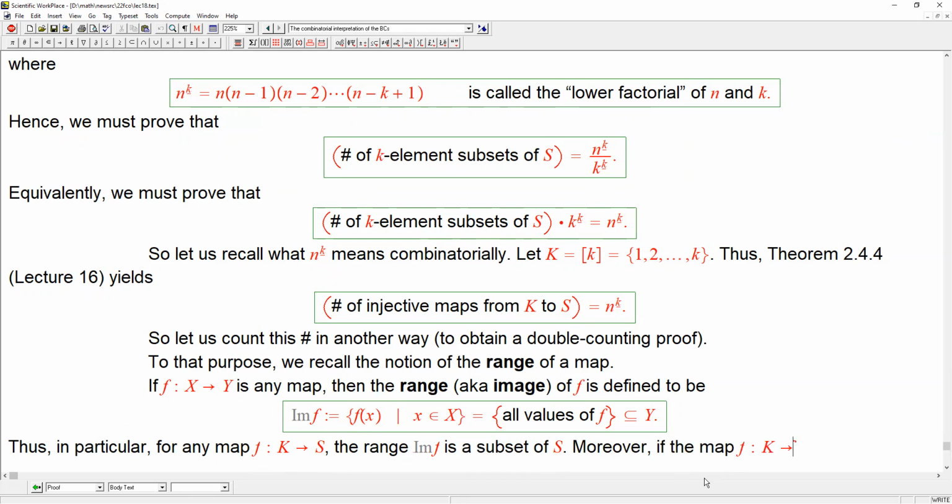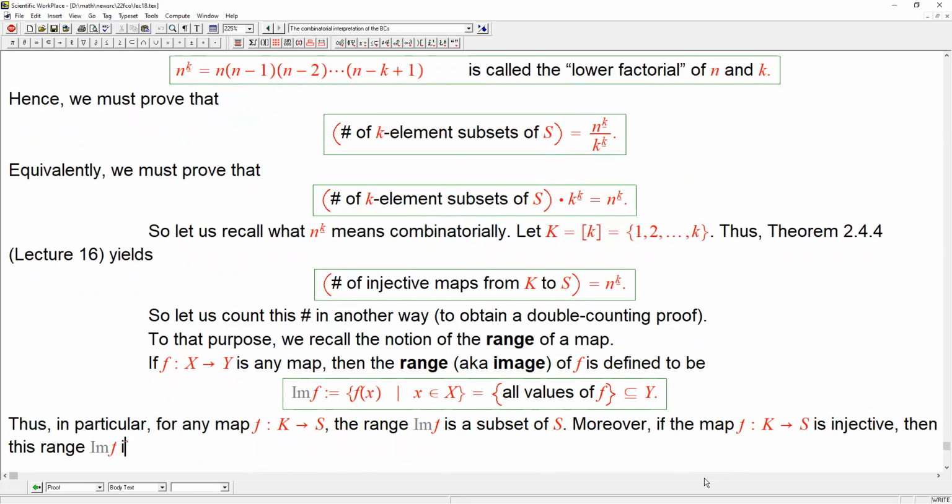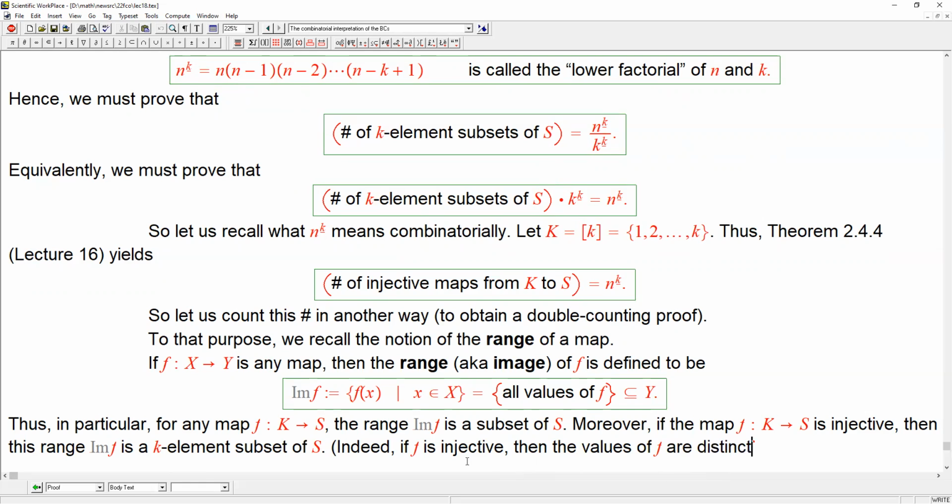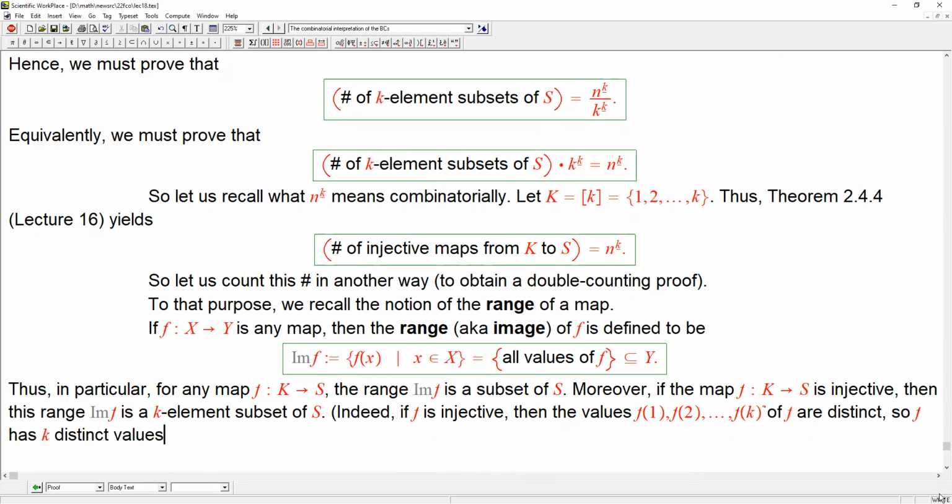Moreover, if the map f is injective, then this range im f is a k-element subset of S. Indeed, if f is injective, then the values of f are distinct. This is what injective means. An injective map sends distinct elements to distinct values. But what are these values? These values are f of 1, f of 2, dot dot dot, f of k. So f has k distinct values. But this means that the set im f, which is the set of all values, has k elements.